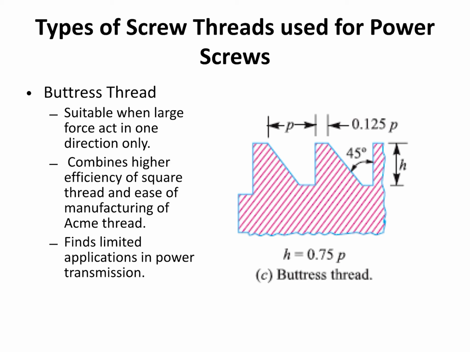But again, it has a limitation, and the limitation is that it can only be applied when the forces acting in one direction are very large, while in the other direction the forces acting should be comparatively smaller. So this type of thread finds limited application in power transmission. So these are the three types of thread profiles which are generally used in power screws.